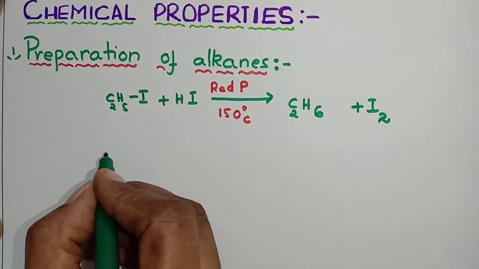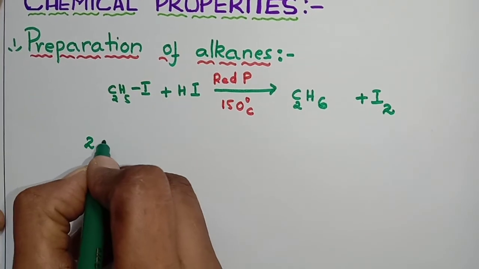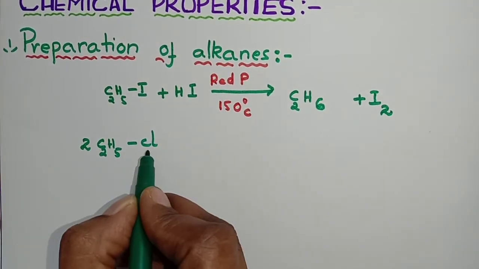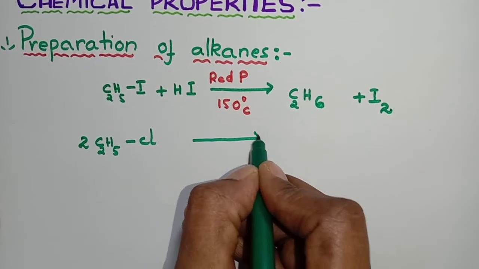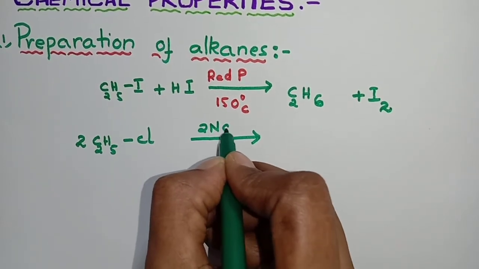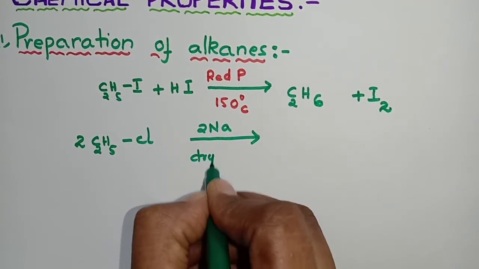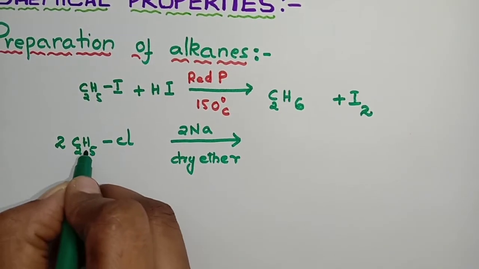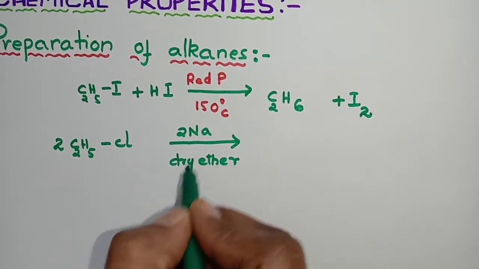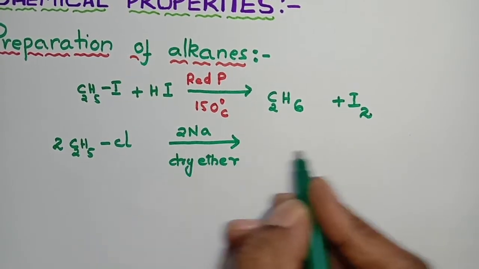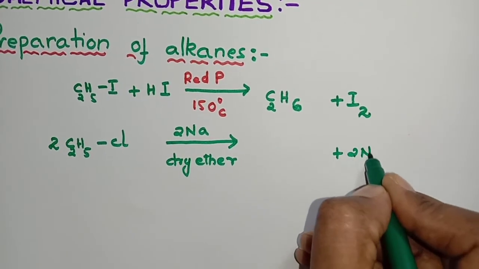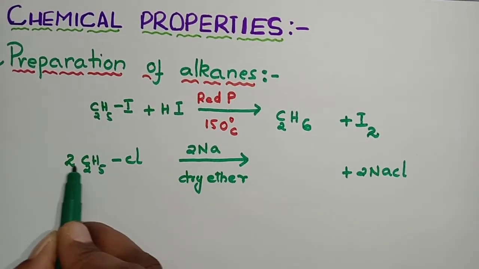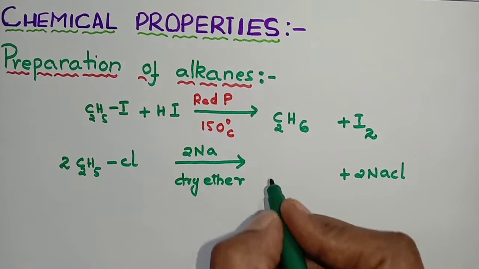One more example under this, taking two molecules of C2H5Cl. What is this students? Ethyl chloride, in the presence of sodium and dry ether. 2C2H5Cl in the presence of sodium and dry ether, 2Na we have taken. So what comes out is 2NaCl, sodium chloride comes out, and what remains students? So 2C2H5, that means C4H10 we will get.